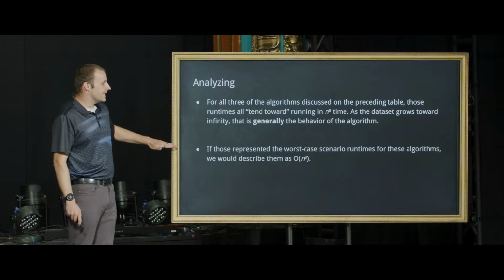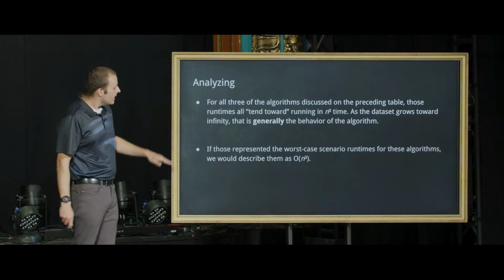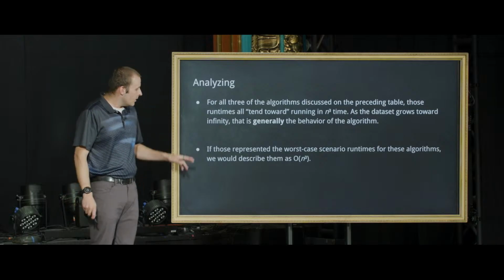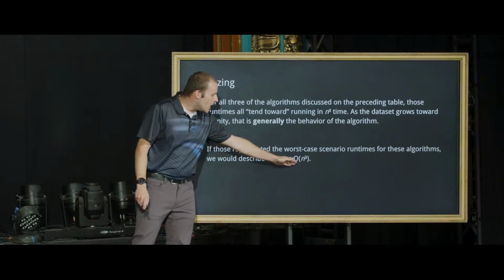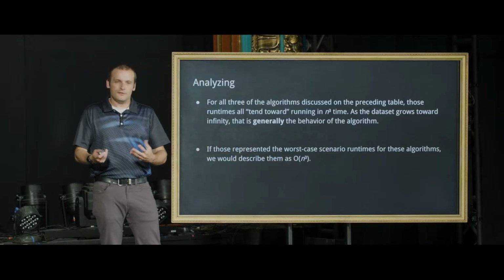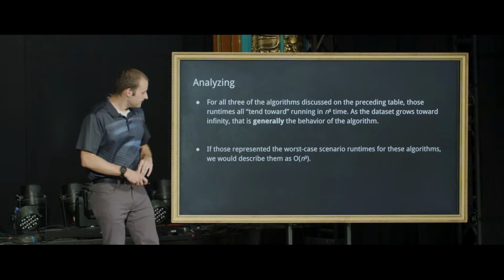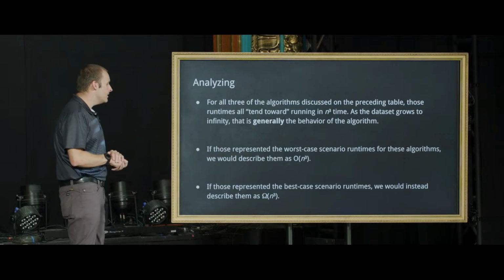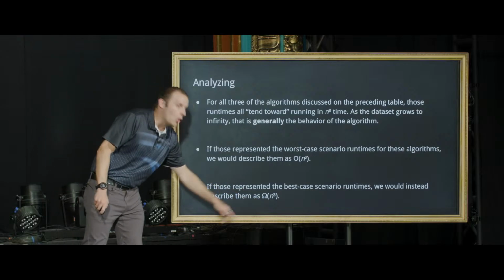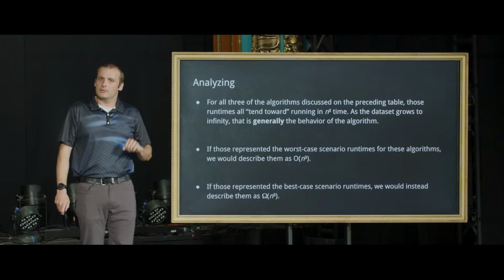If these were represented as the worst case scenario, remember we discussed this, the concept of worst case and best case. If these were represented as the worst case scenario runtimes for these algorithms, we would say that they run in big O, or capital O, big O of n cubed. That is just the terminology for it, on the order of n cubed steps. If instead those were the best case scenario runtimes, we use this symbol omega to represent the best case scenario runtime.